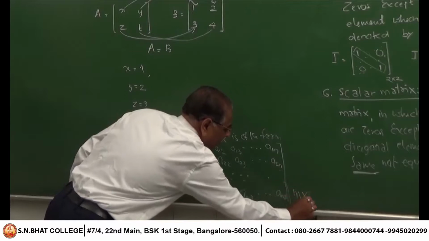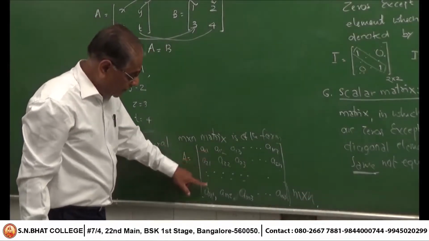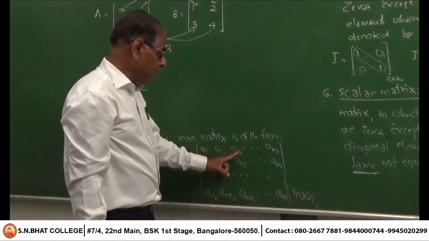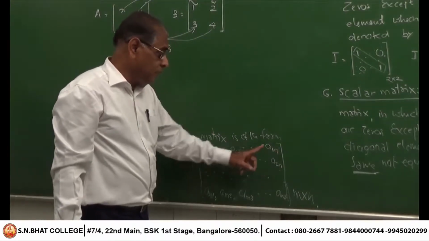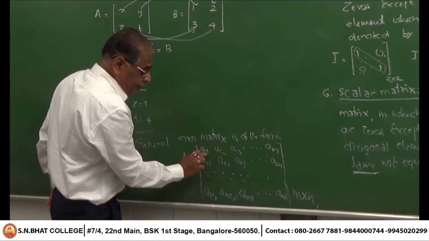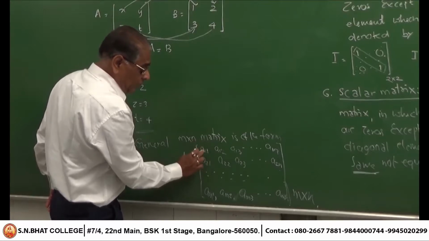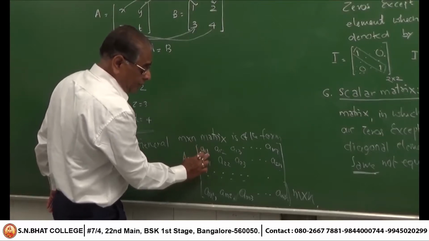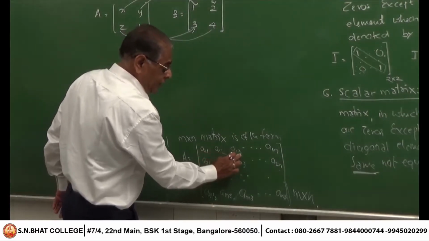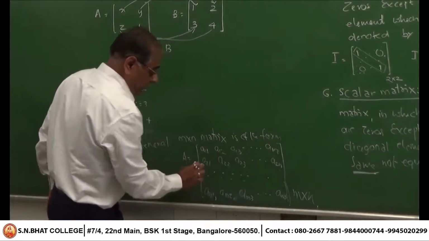This is a matrix of order M cross N. It has M rows: first row, second row, third row, Mth row. And it has N columns: first column, second column, third column, Nth column. Here in this matrix, the first suffix gives the row number and the second suffix gives the column number. A11 means first row, first column. A12 means first row, second column. A13 means first row, third column. A1n means first row, nth column.